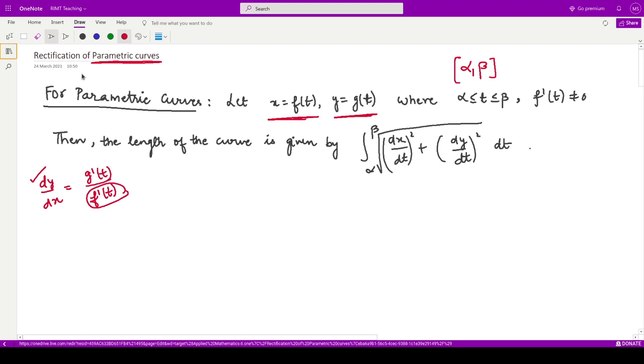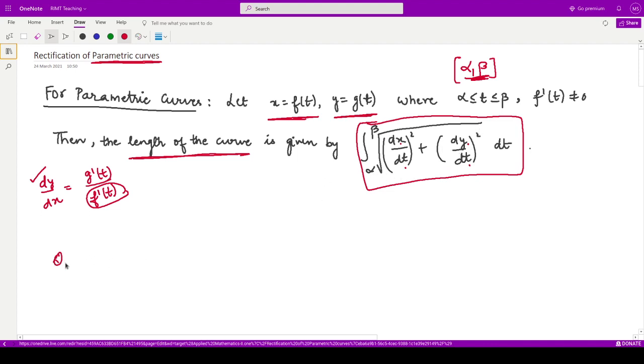So the rectification of parametric curves, that means you can find the length of the curve for the parametric curves using this relation. You will perform the integration from alpha to beta, whatever interval is given to you, and then you will take the square root of the first derivative of x with respect to t whole square plus the first derivative of y with respect to t whole square. Simple as that.